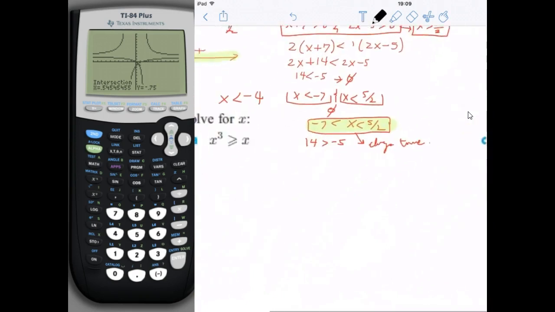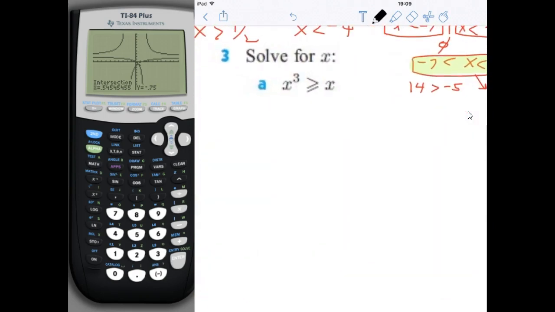Okay? Let's go to 3a. Solve for x. So in this case, let's first do some algebra and put everything on the left side and put 0 on the right side.